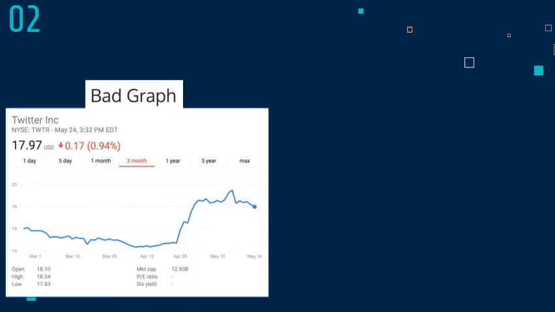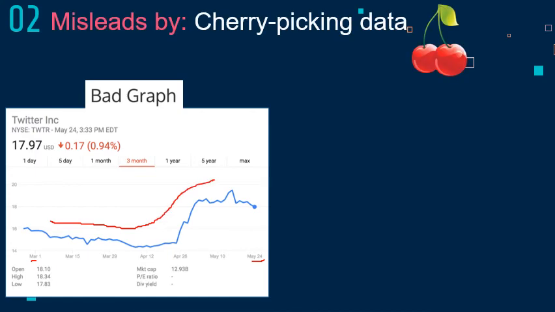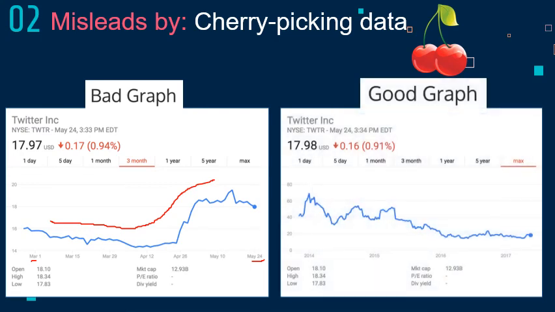What about this one? This is Twitter and its stock price, so how much it's worth on the stock market. Well, it's from March the 1st to May 24th in this year, I'm not too sure what this year is, everything looks like it's going great, it's going up. Well, actually, they've cherry-picked the data in this one, because if you look at the good graph, you see, well, over time from 2014 to 2017, Twitter's market price, or stock price, I should say, has actually decreased over time. So it's gotten worse.